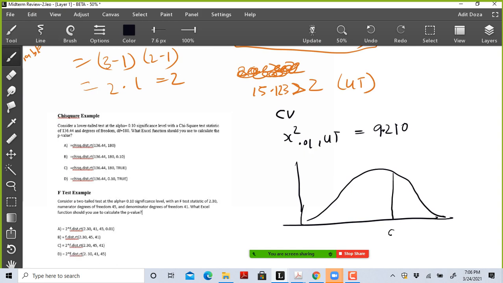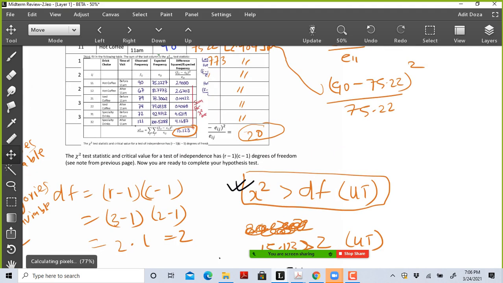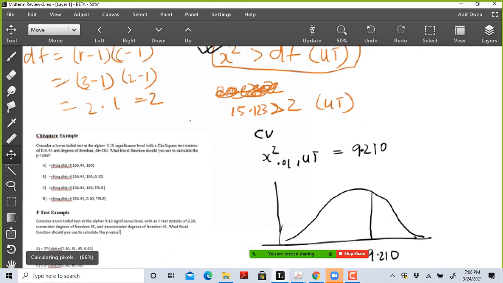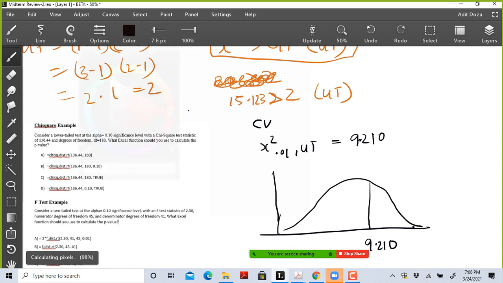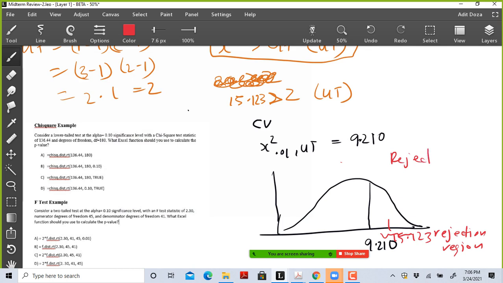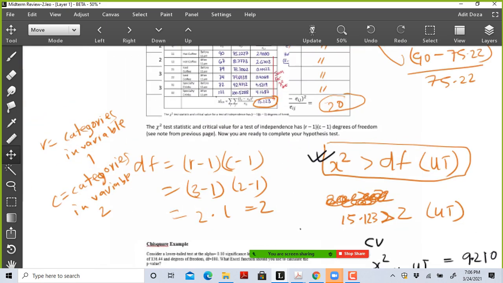So if you draw the diagram, upper tail 9.210. And what is our test statistic? Our test statistic value is 15.123, right? So this should be here. Let's use a different color. It falls in the rejection region, right? Yes. That means reject. And then if you reject H naught, HA is accepted. Is it clear now?